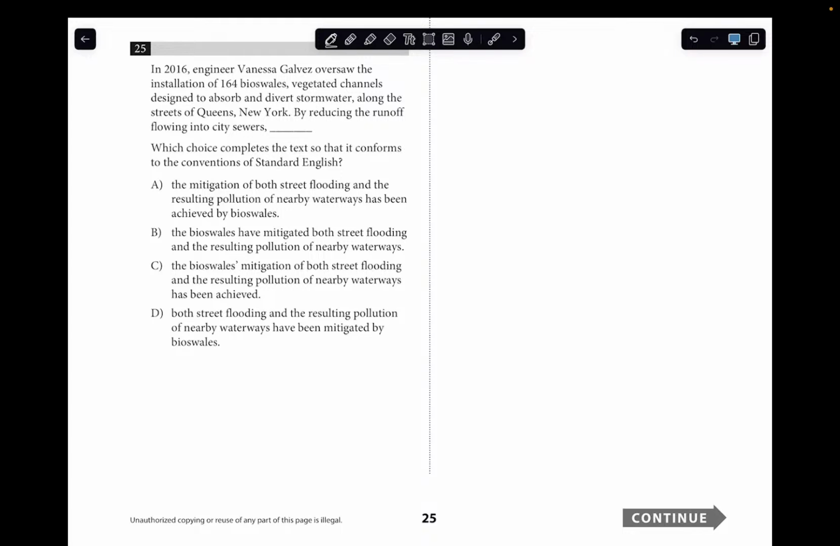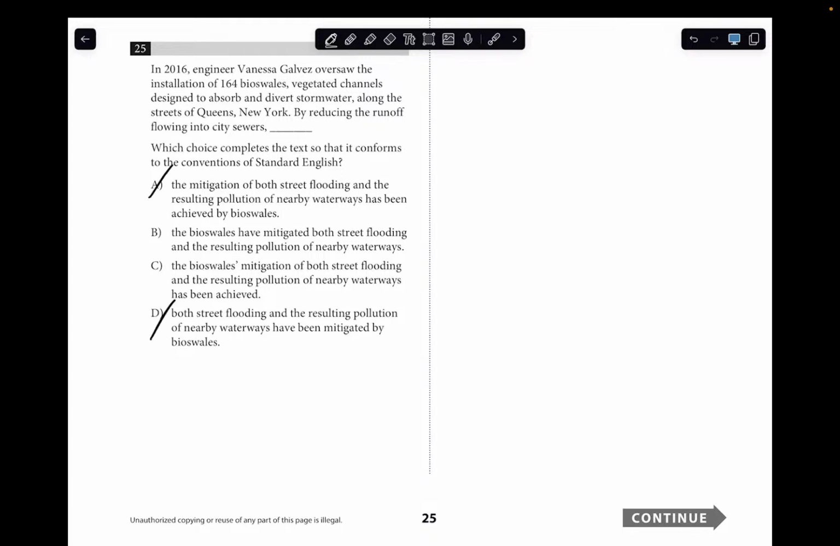Kind of an inverted sentence. By reducing the runoff flowing into city sewers, what is causing the reducing of flow off into city sewers? Bioswales. So the choice that I need to select here needs to immediately go into bioswales. So that would eliminate A and D.